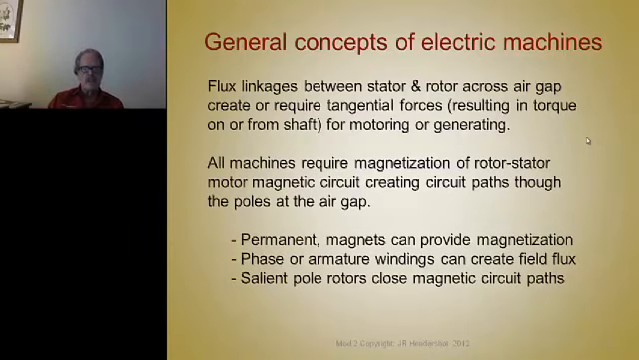So all machines require a magnetic circuit, part of the circuit's in the stator and part of it's in the rotor. And in the case of salient pole machines, they only have one magnetic source, and it's in the stator. All the other non-salient pole machines have two magnets, one in the stator and one in the rotor. Now, what are the sources? What are the possible sources of magnetic fields? Well, permanent magnets can provide magnetic fields, or the phase windings, the electromagnets, can create magnetic fields.